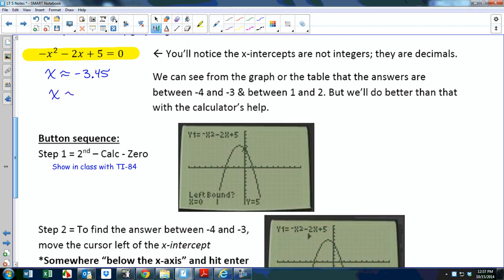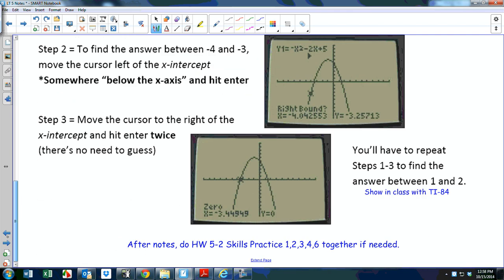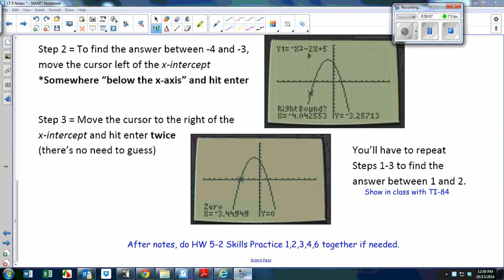x is approximately 1.45. All right? So those, again, aren't exact, but they're really close, two decimals. And they're just buttons to push on the calculator. All right, I'll go ahead and stop the video. In class, I'm going to offer to do any of these 5 problems down here at the bottom of your homework. If you want to do them together, we can.